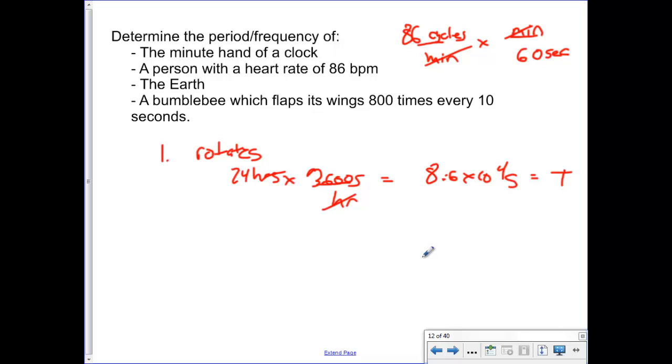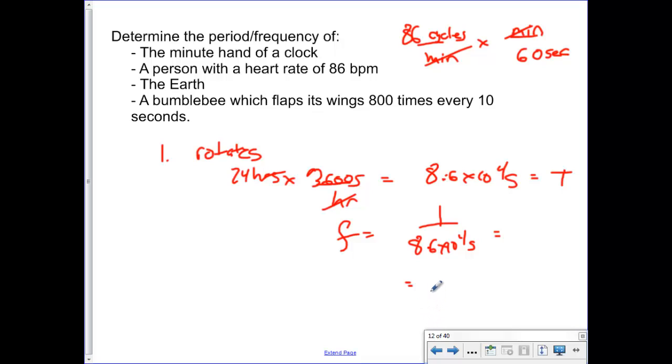So then to find its frequency, should the frequency be very high or small? Should be very low. The period of the Earth spinning is very large, therefore the frequency should be very low. So frequency would be 1 over 8.6 times 10 to the 4 seconds, which is probably going to be a very small number. That'll give you the hertz.